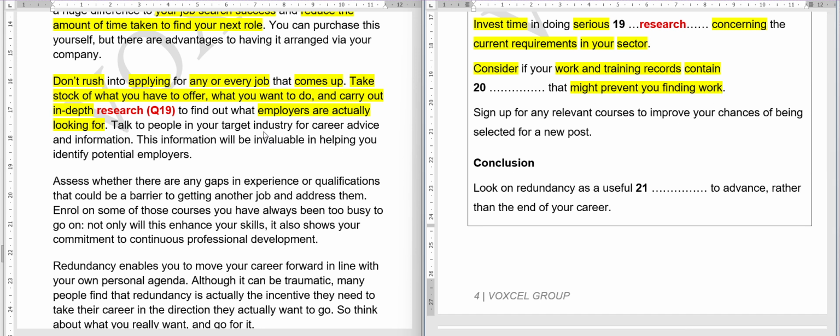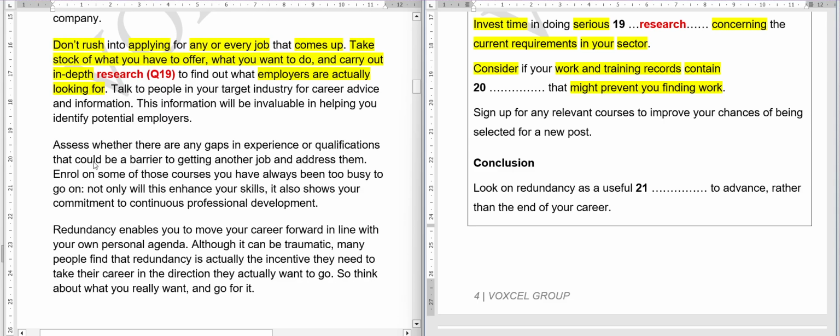So talk to people in your target industry for career advice and information. This information will be invaluable in helping you. No, this is not the location. Assess whether there are any gaps in experience or qualifications that could be a barrier to getting another job and address them. So basically barrier to getting another job just means stopping. So barrier is something that stops you, prevents you getting another job, finding work. I'm not going to paraphrase it much more right now.